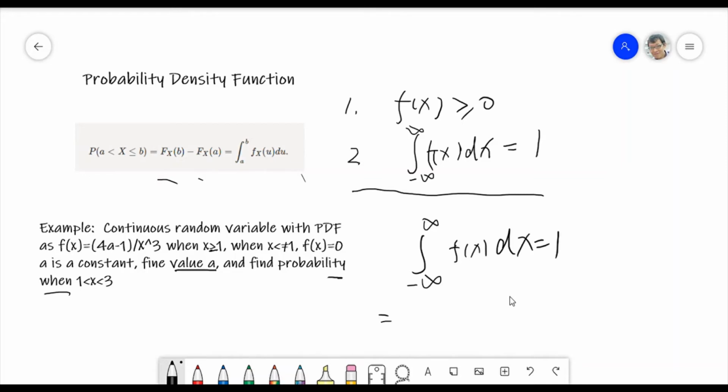So let's think about that. For this one, the lower limit, the negative maximum, should be 1, right? Why 1? Because below 1 it is already 0, so it makes no sense, we don't need to calculate it. So it should be like this, from 1. So f(x) is equal to (4a minus 1) over x cubed, and dx, equals 1.